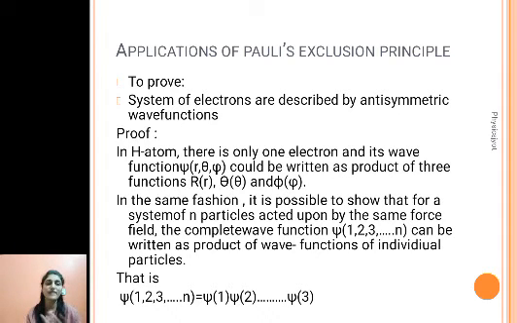So in the same fashion, it is possible to show that for a system of n particles acted upon by the same force field, suppose we have n particles, then we will write the complete wave function as psi of 1 comma 2 comma 3 comma 4 comma 5 up to n. So using a similar analogy, we can write psi of 1 comma 2 comma 3 up to n is equal to psi of 1, psi of 2 and so on.